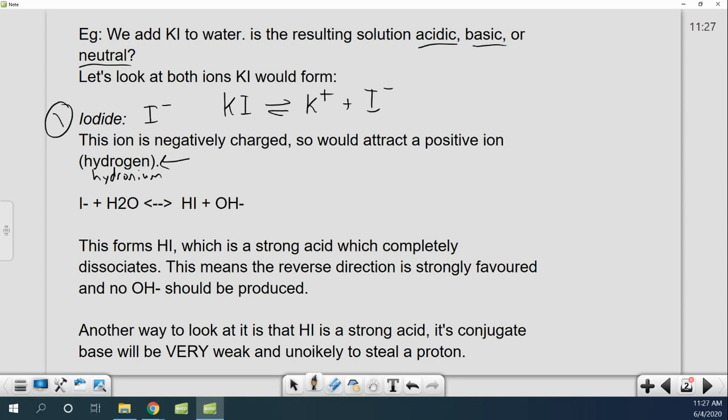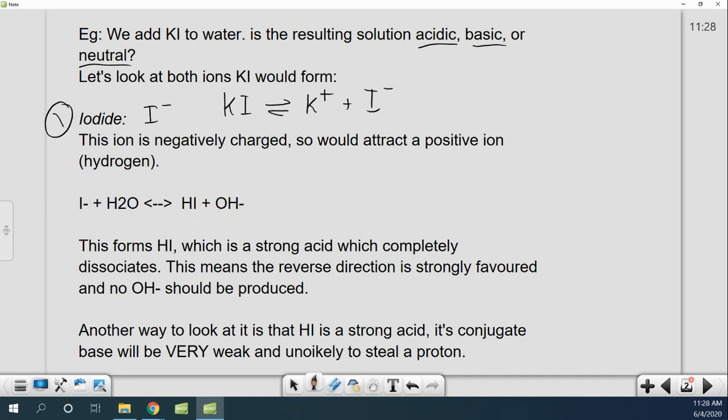So if I put I minus in water, it's going to attract the hydrogen off of water, and you're going to get HI and OH minus. So if I were to put iodide in water, the only thing it can do is pull hydrogens to itself, and I'd be left with HI and hydroxide, which means I should be left with a basic solution. But this is an equilibrium, right? It goes both ways. So you've got to figure out, is it going to be mostly on this side, in which case it'll stay neutral, or is it going to be mostly on this side, in which case it'll be basic?